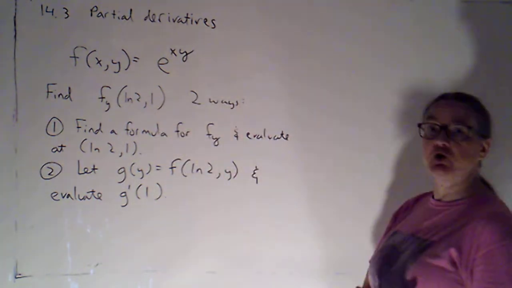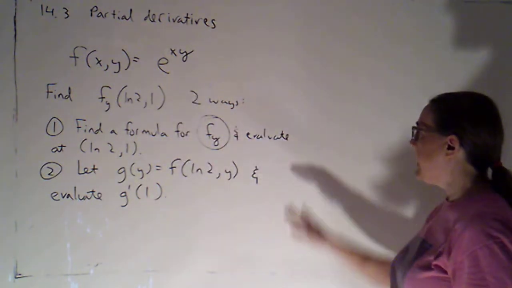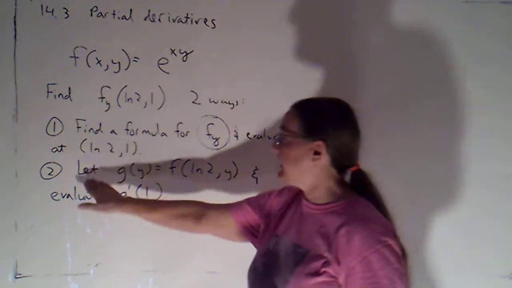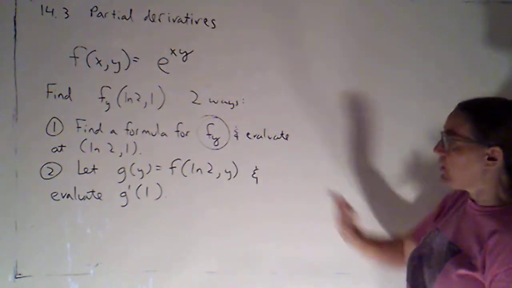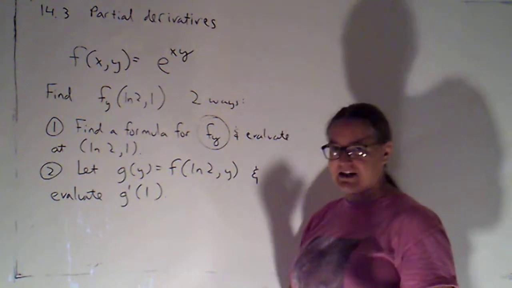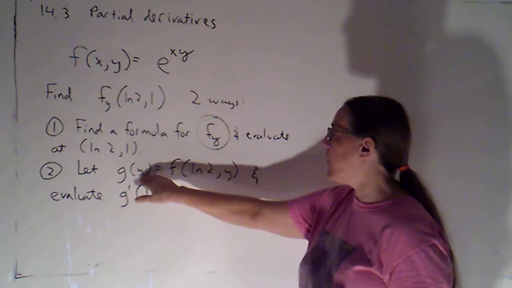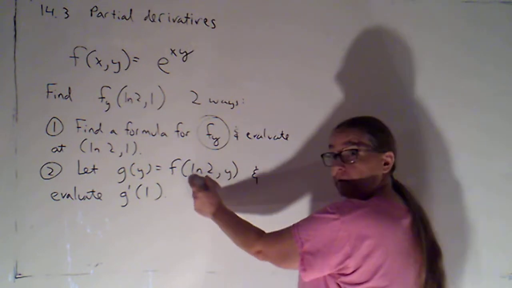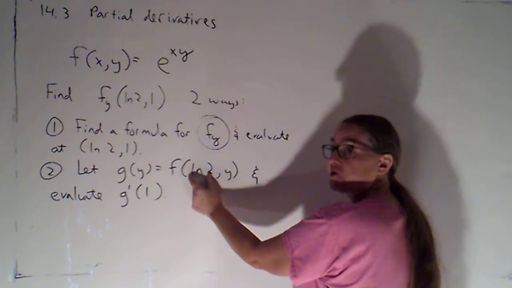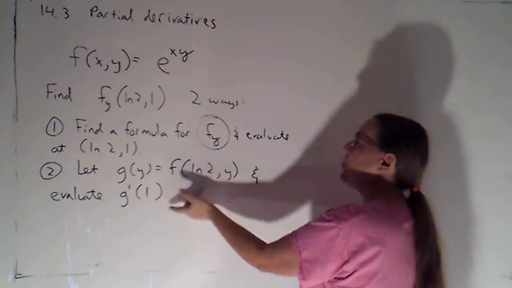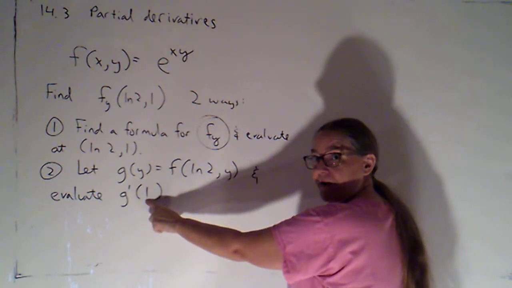And I want to do this problem two ways. First of all, I want to just find a formula for that partial derivative and then evaluate it by plugging in natural log of 2 for x and 1 for y. And then the second way is by creating an actual function of one variable, a function of just y. I've chosen to call it g of y. I'm going to create that by holding x constant at the natural log of 2 and then evaluating f at natural log of 2 comma y. Once I've done that, I can take the derivative of that function and evaluate it at 1.